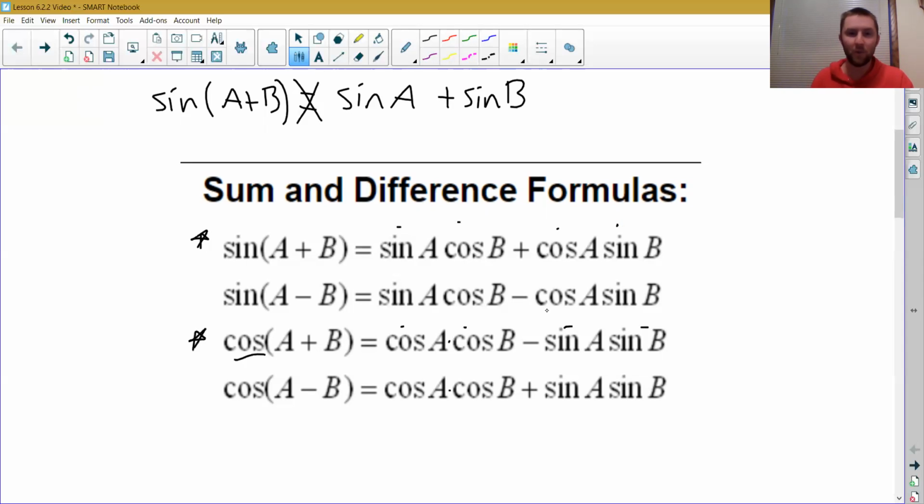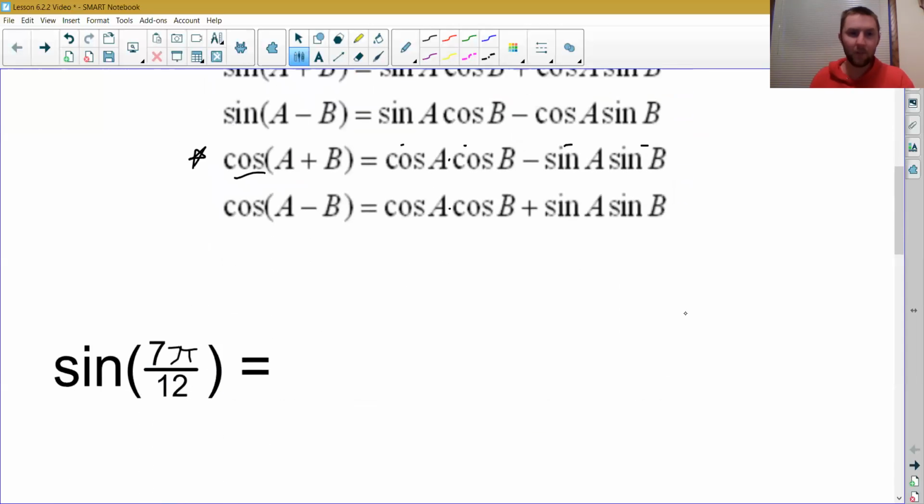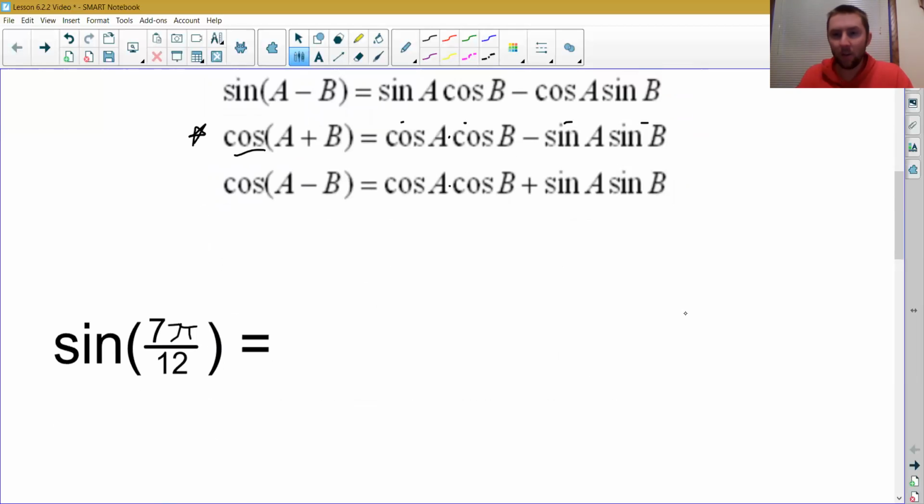Okay, just make sure that they are written down. Now, the first example of what we can do with these formulas is we can actually find the exact value of sines and cosines of angles from the unit circle that we don't actually have labeled, okay?